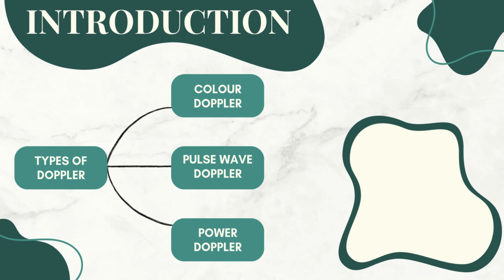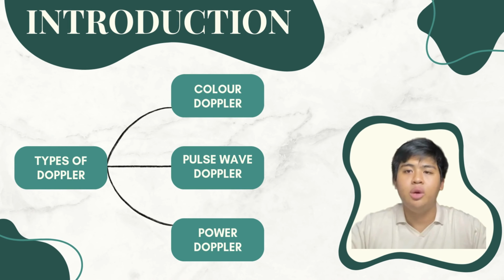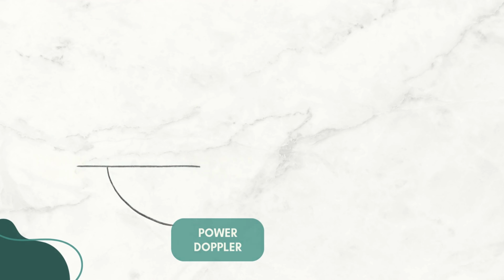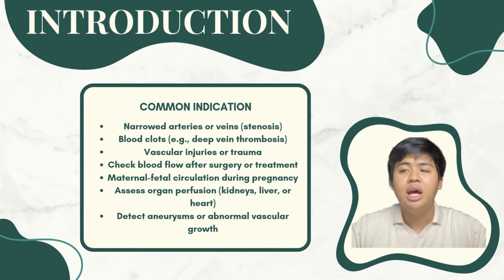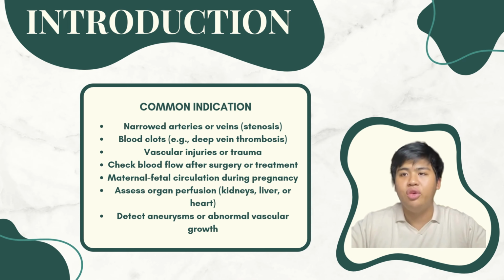There are several types of Doppler ultrasounds, including color Doppler, pulse wave Doppler, and power Doppler. Doppler ultrasound is commonly used to detect narrow arteries and veins, identify blood clots, evaluate blood flow after surgery, and assess maternal fetal circulation during pregnancy, making it an essential tool in modern medical diagnostics.